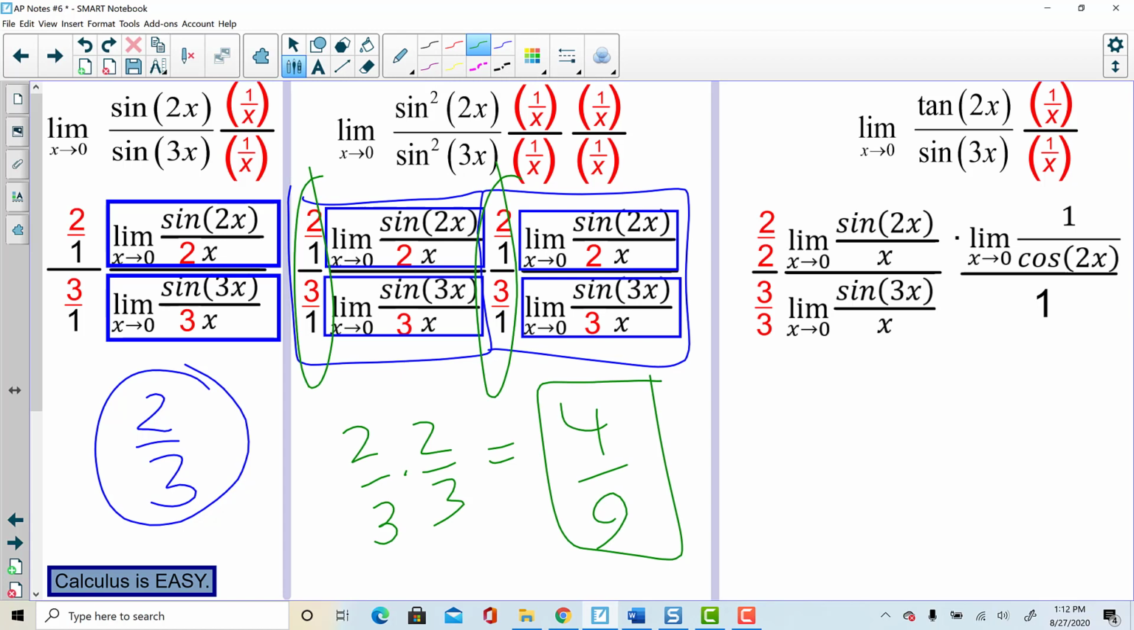Okay, our third example is almost the same as the first one. It's just that it has a tangent instead of a sine. So again, that's going to give you that extra piece. Remember, tangent is sine over cosine, so you end up with a 1 over cosine of 2x. That's the only extra piece. But again, remember, plugging in a 0 into cosine just gives you 1. So that extra piece is just going to be a 1. So you would get the same answer as the first one.